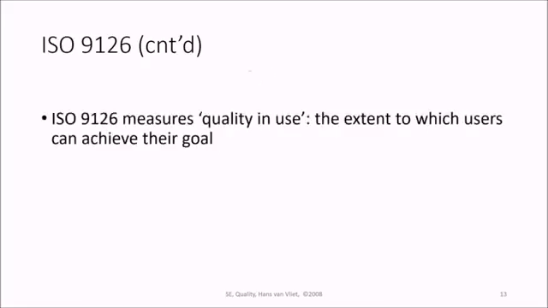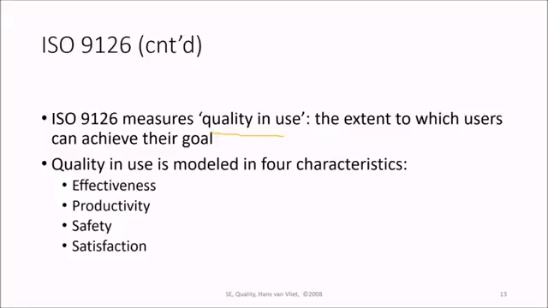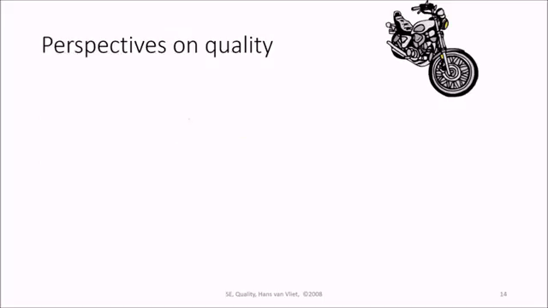ISO 9126 measures the quality in use, the extent to which the user can achieve their goal. And quality in use is modeled in 4 characteristics: effectiveness, productivity, safety, and satisfaction.